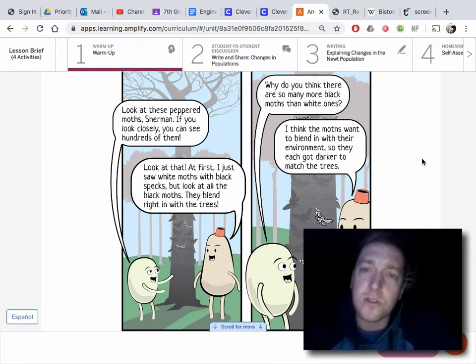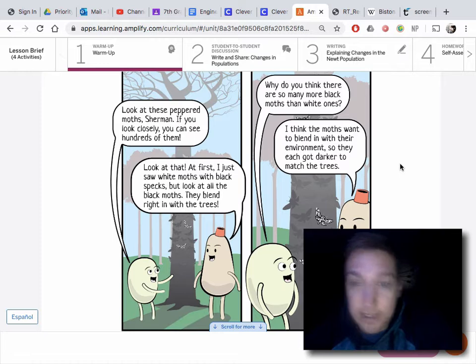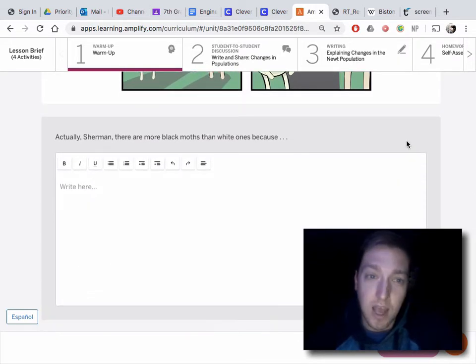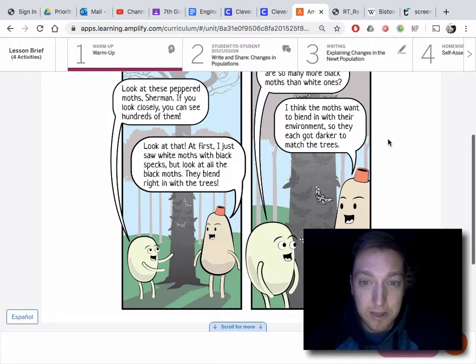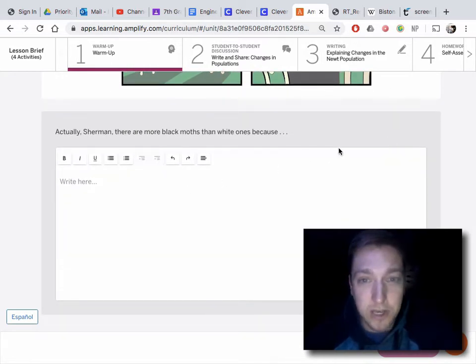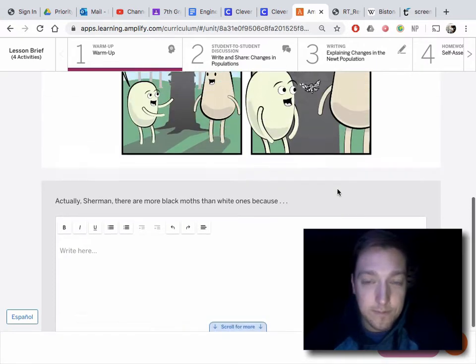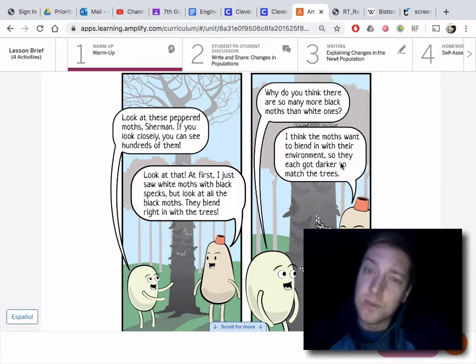Why do you think there are so many more black moths than white ones? I think the moths want to blend in with their environment, so they each got darker to match the trees. Actually, Sherman, there are more black moths than white ones because... So we have the one potato correcting another potato, basically. So put your answer in here. And the key for this one is, are individual moths able to adapt that quickly?